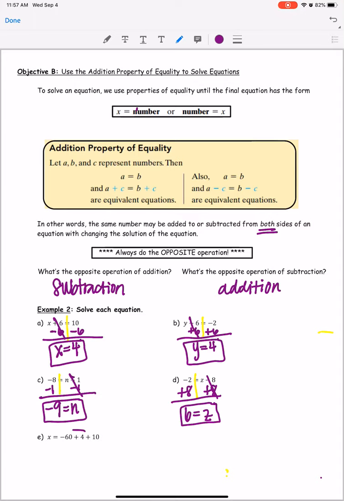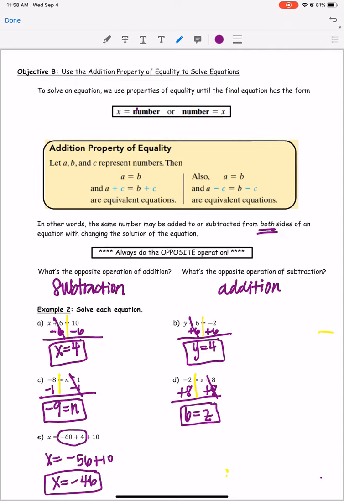So, negative 60 plus 4, different signs, so subtract and keep the sign of the bigger one. We get negative 56. Bring down your plus 10. Same thing. They're on the same side of the equation. So combine your like terms. Different signs, so we subtract and keep the sign of the bigger one. We get negative 46.